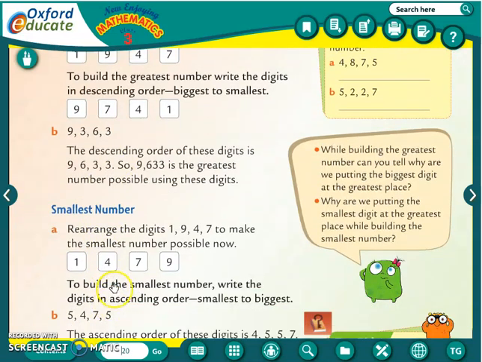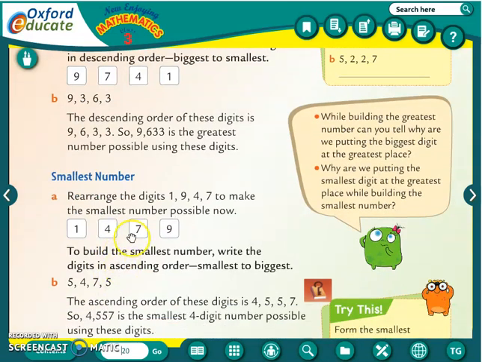Okay, and now we will see smallest number. Now for the smallest number, what will we do? Rearrange the digits 1947 to make the smallest number possible now. अब ये जो चार नंबर्स है 1947, उसको हमें स्मॉलेस्ट डिजिट में अगर लिखना है तो कौन सा नंबर बनेगा? तो फॉर दैट व्हाट विल वी डू? वी विल डू to build the smallest number, write the digits in ascending order, means smallest to biggest.